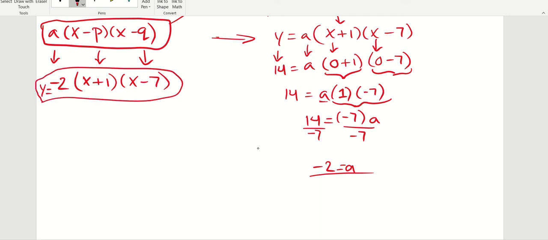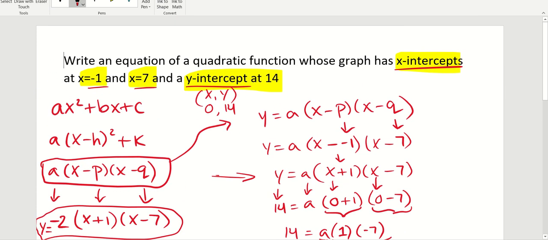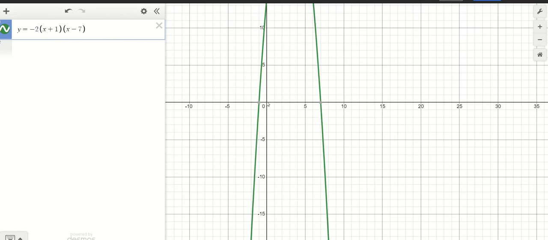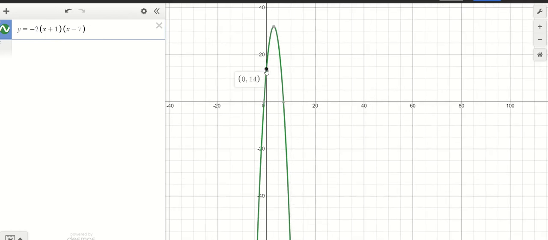If you want to verify that the equation you created is correct, that it actually has these x-intercepts and y-intercept, you can always grab a calculator and verify. I'm using here the Desmos calculator online, and I typed the equation that we just created. So I'm going to zoom out and show you that it is crossing at the y-intercept of 0, 14, and it is also including the x-intercepts of -1, 0, and 7, 0.